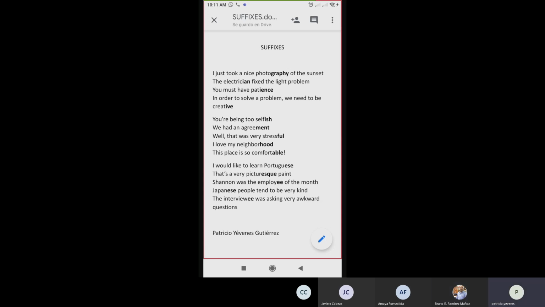Can someone continue? Don't be shy. I vote for Cristobal. What do you think of this? Okay, which sentence do I have to read? Maybe you can read the second group of examples. Yeah. Okay, so the first one, you're being too selfish. We had an agreement. Well, that was very stressful. I love my neighborhood. This place is so comfortable.